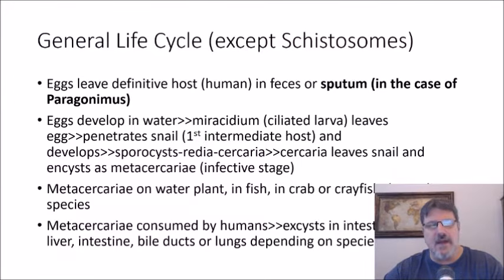The metacercaria can be found on a water plant, in fish, in crab or crayfish, all depending on the species of trematode we're talking about. Now, the metacercaria, like I said, is the infective stage. This is consumed by humans, where in the body it will exist in the intestine, and you'll get the adult parasites in the liver, intestine, bile ducts, or even lungs, depending on the species.